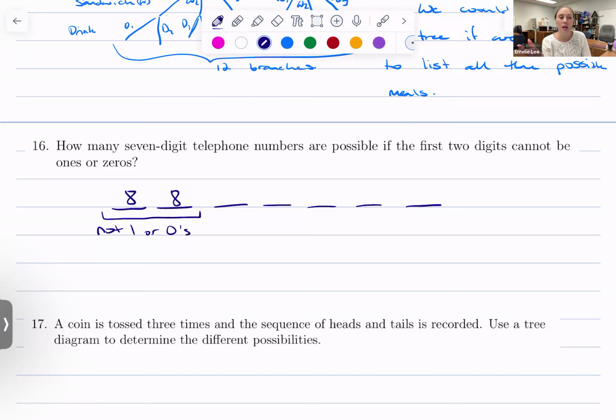There's no mention of, oh, you can't have repeating numbers or anything like that. That's okay. We just have the restriction that we can't have ones or zeros in the first two numbers. But then I'm open to all 10 digits. So how you solve these, you'll always want to tackle your restrictions first and then fill in the rest, I guess.